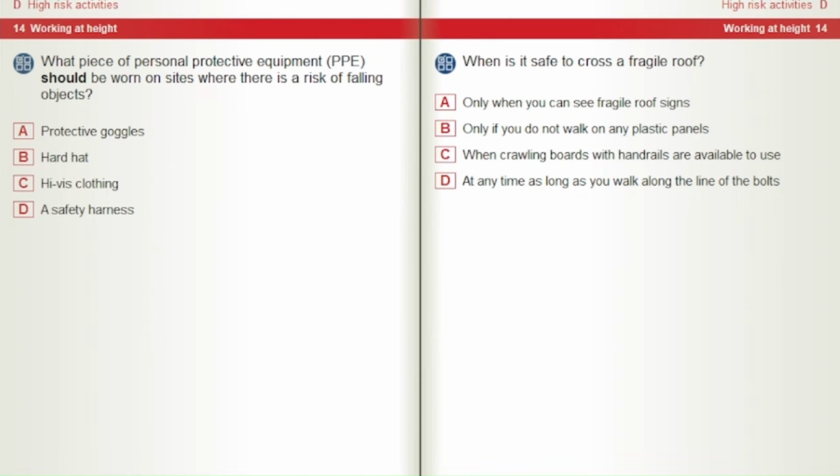What piece of personal protective equipment, PPE, should be worn on sites where there is a risk of falling objects? Protective goggles. Hard hat. High-vis clothing. A safety harness.